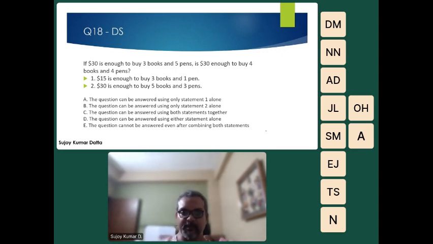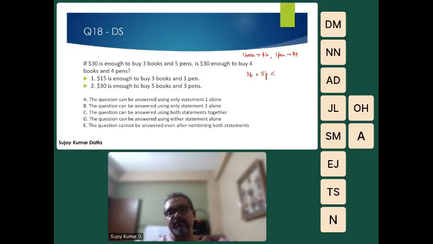That's good. So let's write down what the equation is. It's saying 3 books, and 5 pens. Let's call them B and P. B for books and P for pens. So B is the price of one book, and P is the price of one pen. So $30 is sufficient for this.